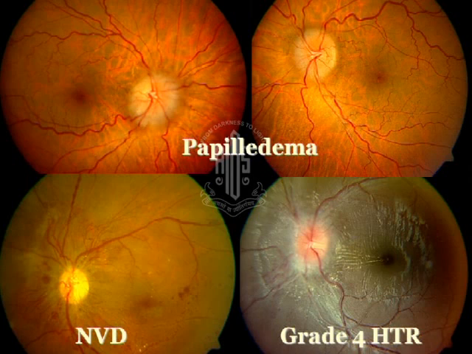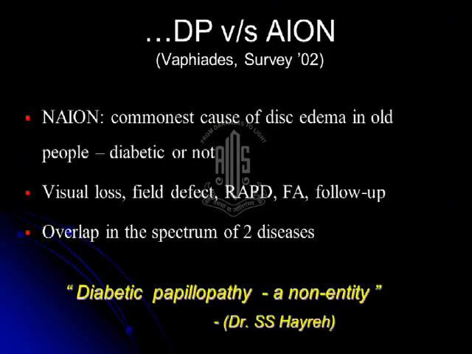Grade 4 hypertensive retinopathy, a simple BP assessment would rule this out. The disc would have splinter hemorrhages around, and you would usually have a macular star or fan. So there's always this debate about diabetic papillopathy versus anterior ischemic optic neuropathy, and this was highlighted by Rapids in his article in Survey of Ophthalmology in 2002.